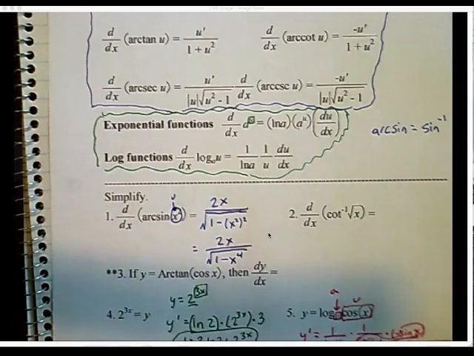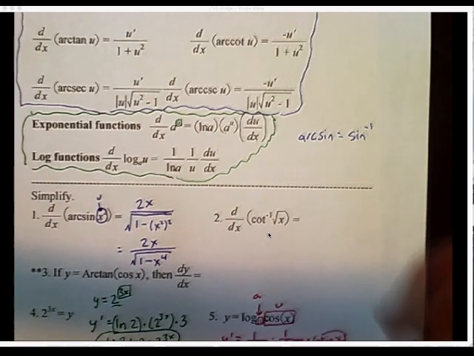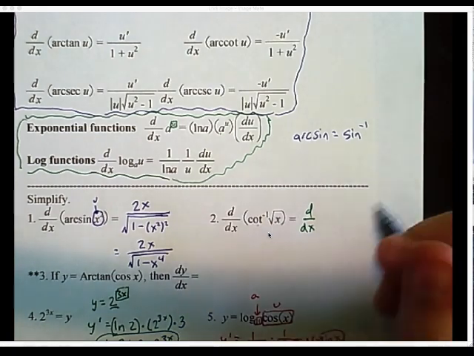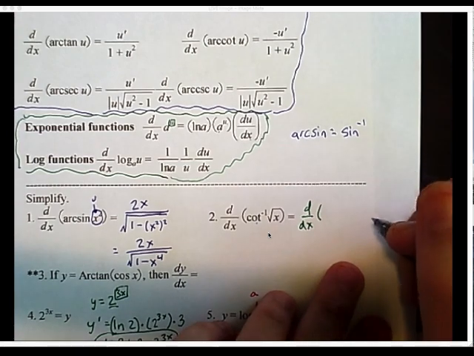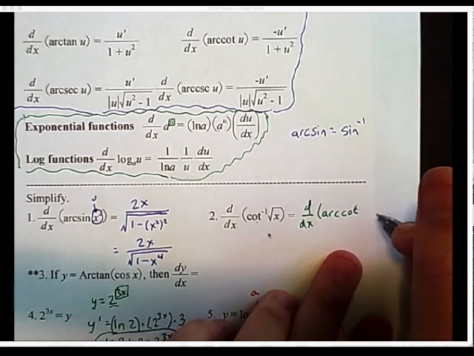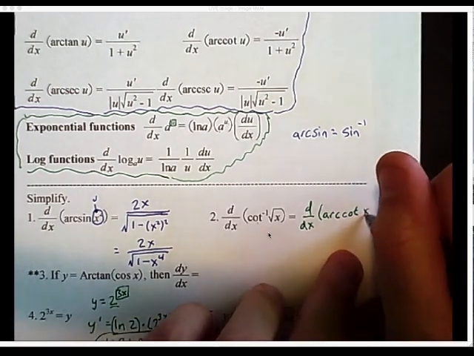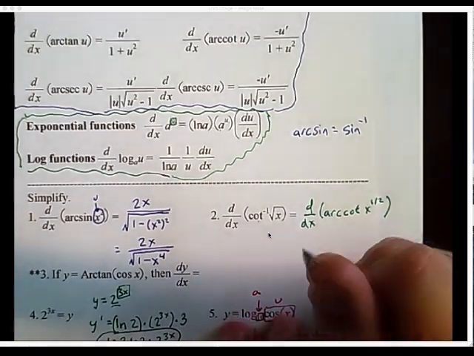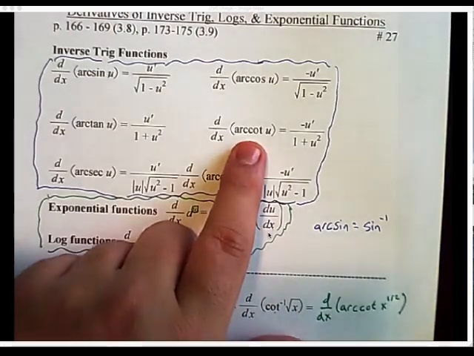Power to a power, you multiply them. Okay. So problem 2, they wrote this as cotangent to the negative 1, which means the cotangent inverse, which I could also write as arc cotangent. Okay? And instead of writing square root of x, that means x to the 1/2 power. That's the argument of that trig function. So I'm going to use the rule for that. Okay, so I'm going to use this rule right here, arc cotangent.